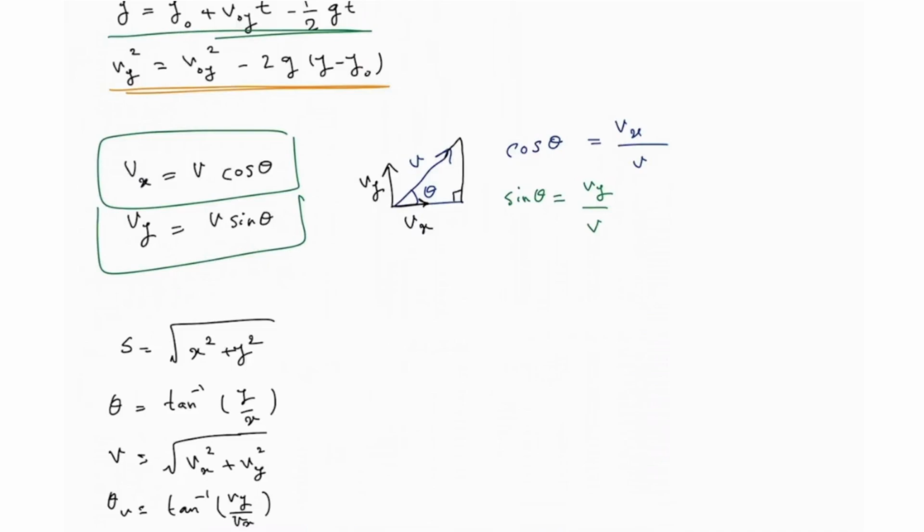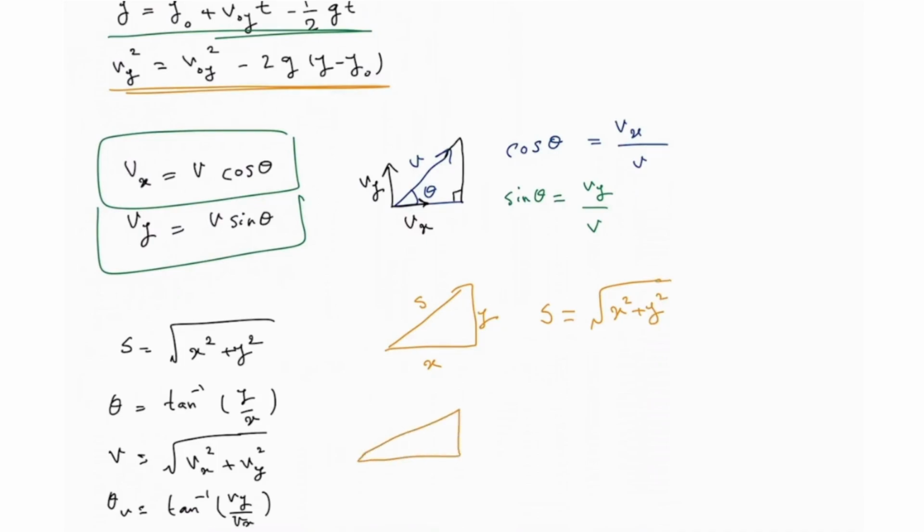And if you're wondering where these equations came from, again, it's because we have a right triangle here. This is x, this is y, and this is the total displacement s. And we know that the Pythagorean theorem says that the hypotenuse is equal to the square root of each side squared, summed up. And again, the same thing with the velocity.